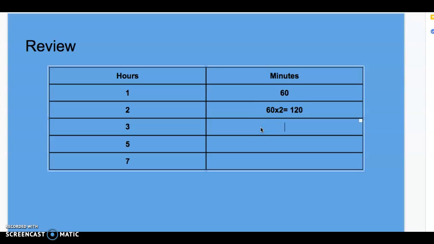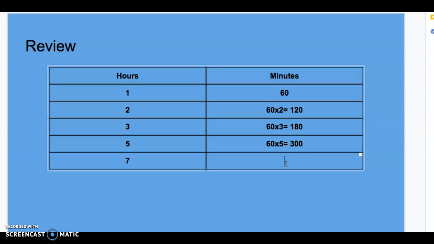3 hours, I could follow the same rule. 60 times 3. When I did that, I got 180. 5 hours, I would multiply 60 times 5. Well, I know that 6 times 5 would be 30, so 60 times 5 must be 300.